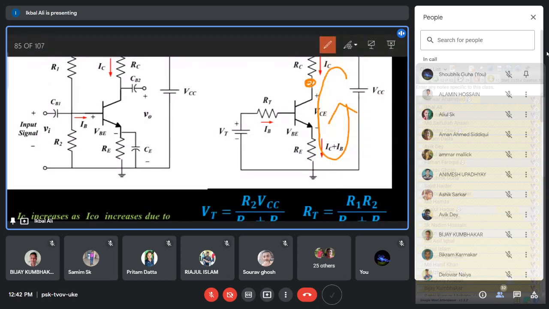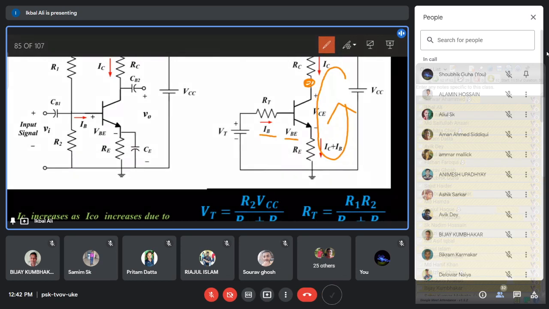The input characteristics of the transistor is the base current versus the base emitter voltage. You can draw the input characteristics, base current versus base emitter voltage, and that definitely should be a forward bias PN junction characteristics curve. So this gives you exponential curves for different collector currents. These are the input characteristics of the transistor.